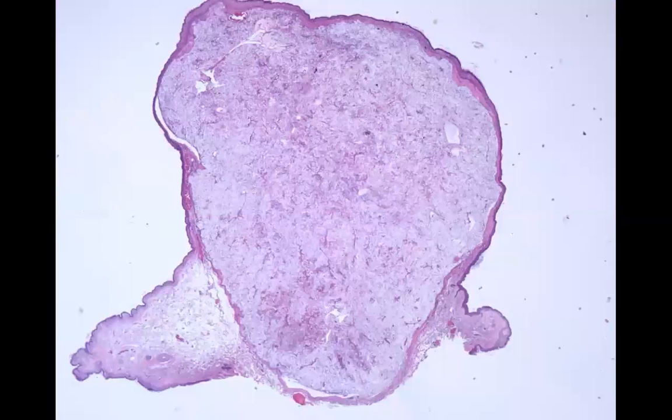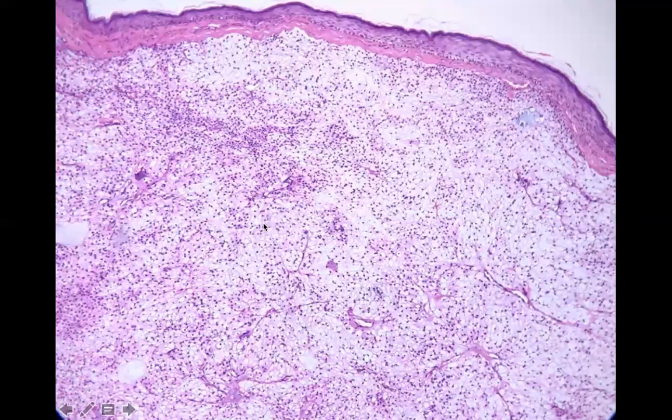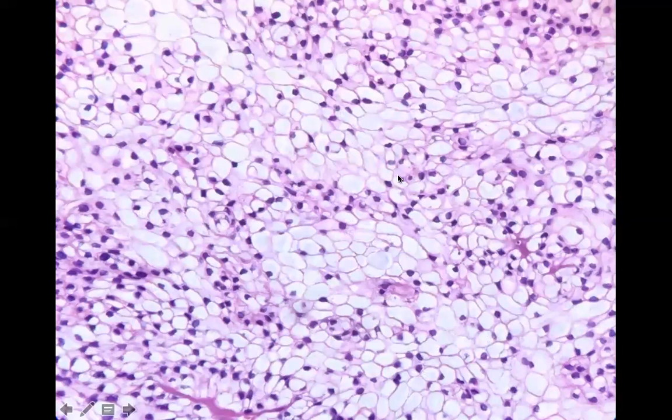Okay, hidradenoma, often very clear. This is another one. This is a very clear one, and it almost reminds you of a metastatic renal cell, except that the cells are very benign looking, okay, very, very clear. And this one doesn't have those large cystic areas. It's still a hidradenoma.